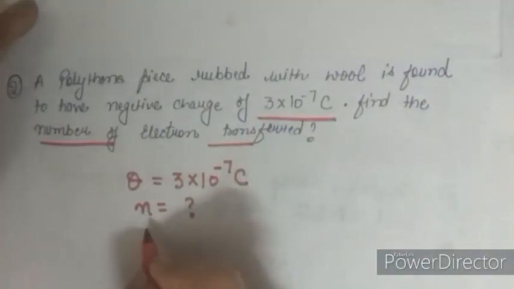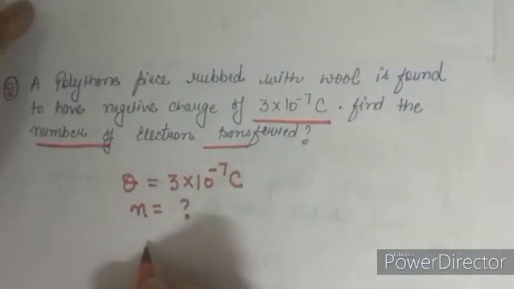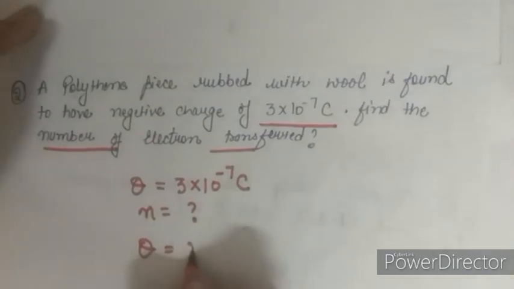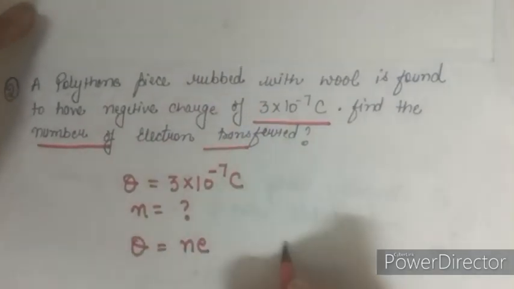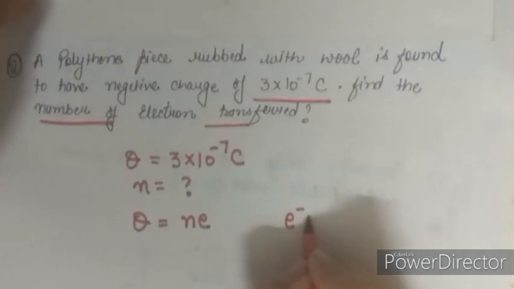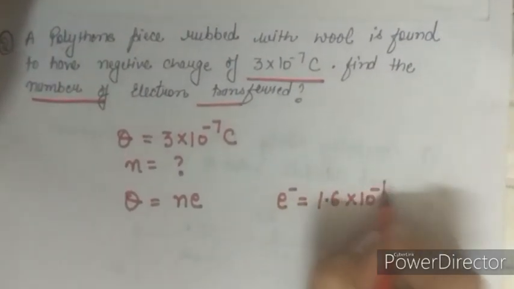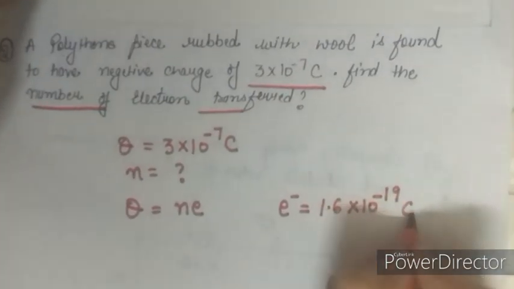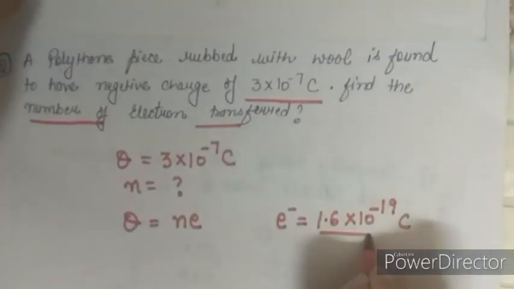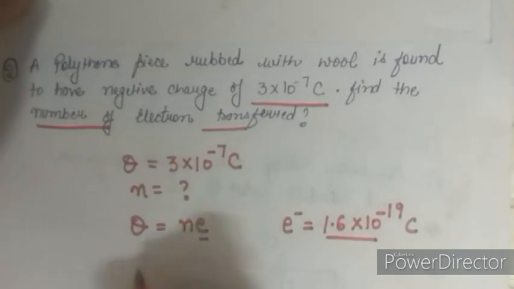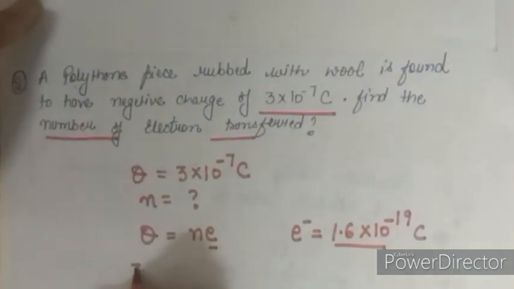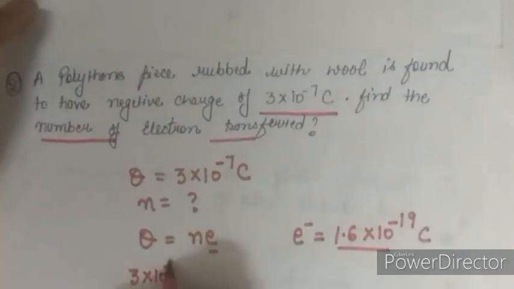So the first formula that we will use is Q is equal to NE. As we know, the charge on each electron is equal to 1.6 into 10 to the power minus 19 coulombs. So substitute the value of the charge on the electron over here. So the value of Q is 3 into 10 to the power minus 7.